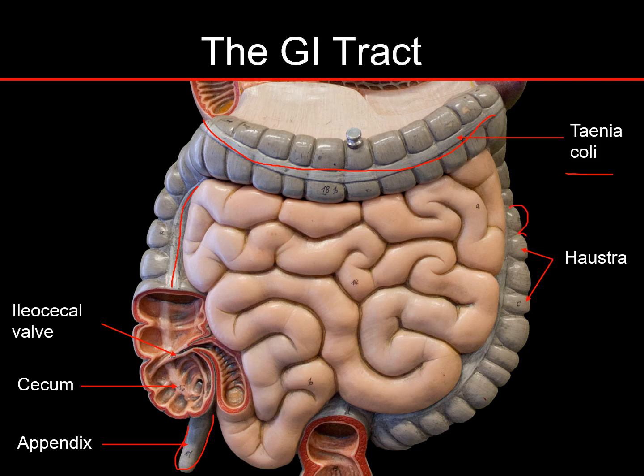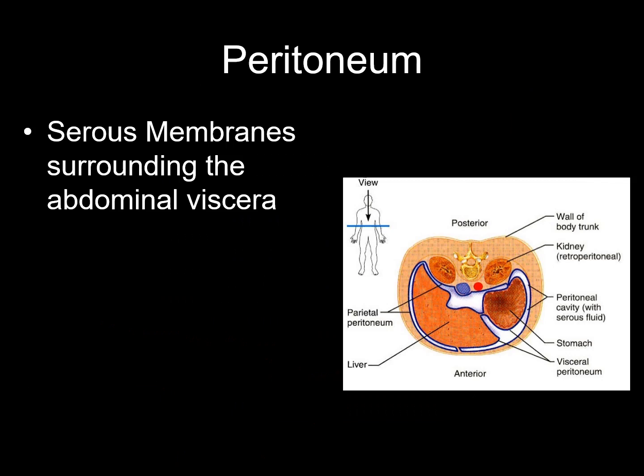Okay, and then if you notice, see how smooth the small intestine is? It makes its turns, but notice that this large intestine is lumpy, right? It has these lumps, and we call those sacculations haustra. Each sacculation is a haustra. So those are some special features of how you can tell this is large intestine versus small intestine.